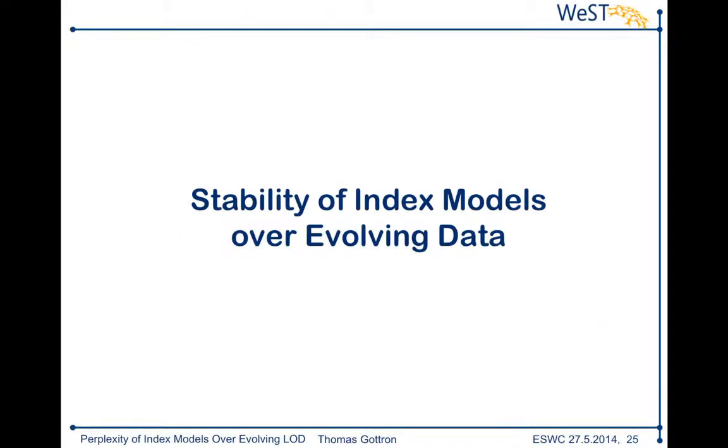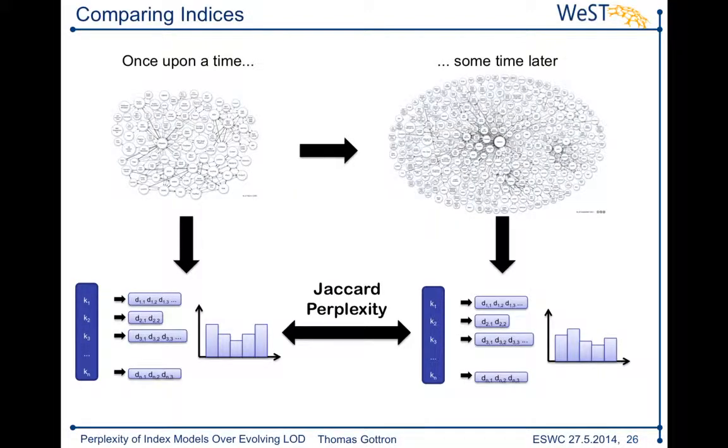Okay, so now with these metrics at hand, let's take a look at the stability of index models over evolving data. For that purpose, just to recall again, assume we've got our data in the past, and we've got a newer version of the data. For both, we can build an index, and for both, we can get distributions, and we can compare these things using the Jaccard over the key elements or the perplexity values.